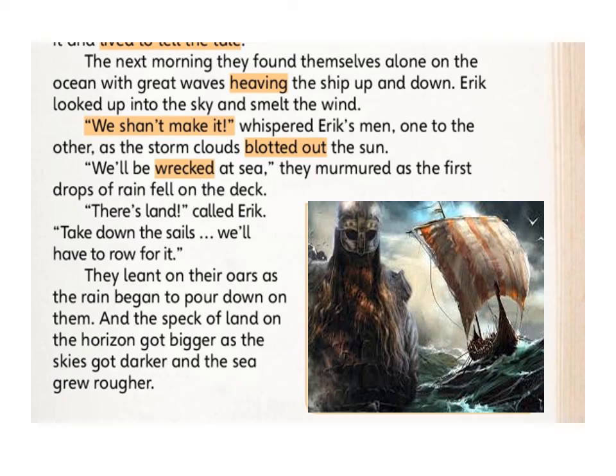"There's land!" called Erik. "Take down the sails. We'll have to row for it." Row. They leant on their oars as the rain began to pour down on them, and the speck of land on the horizon got bigger. Speck of land. What is speck of land? Something very tiny because it's very far away, or distant. And the speck of land on the horizon got bigger as the skies got darker and the sea grew rougher.